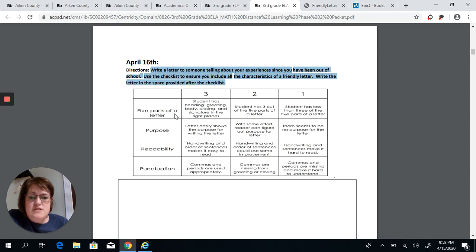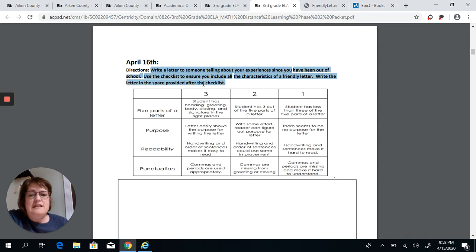You should have 5 parts in your letter. That includes a heading, greeting, body, closing, and signature. And of course, all these things in the right places. You need to have a clear purpose for your letter. That means your letter easily shows the purpose for writing. So if I were to read your letter, I would know why you wrote the letter. And of course, your purpose is to write a letter telling about your experiences since you have been out of school. Boys and girls, I would love for you to write this letter to me.